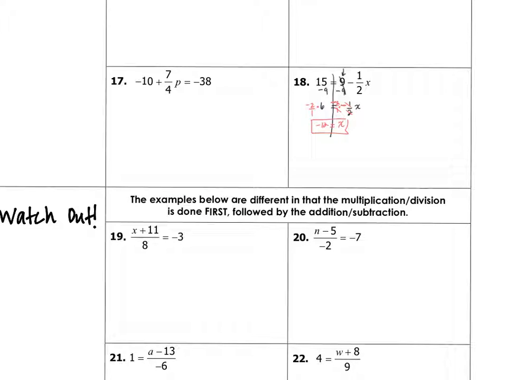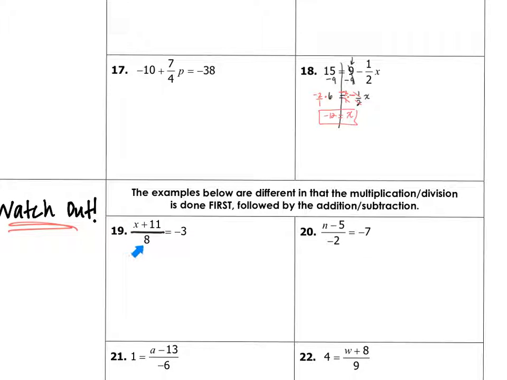For the problems in 19 through 22, we have to be very careful. They look a little bit different. What looks different is the fact that there is this large fraction bar with an expression in the numerator and a value in the denominator set equal to the answer, -3 here. And they're different in that the multiplication and division must be done first, followed by the addition and subtraction.